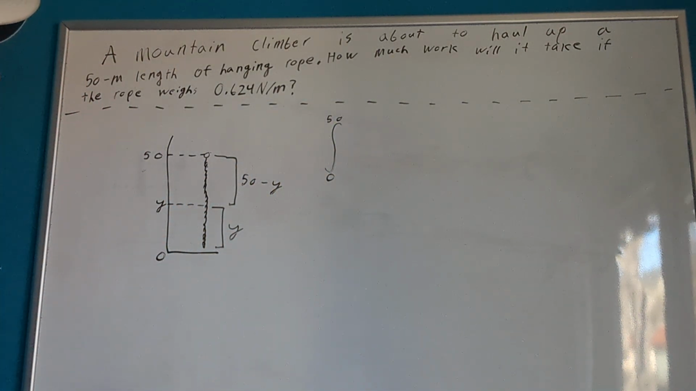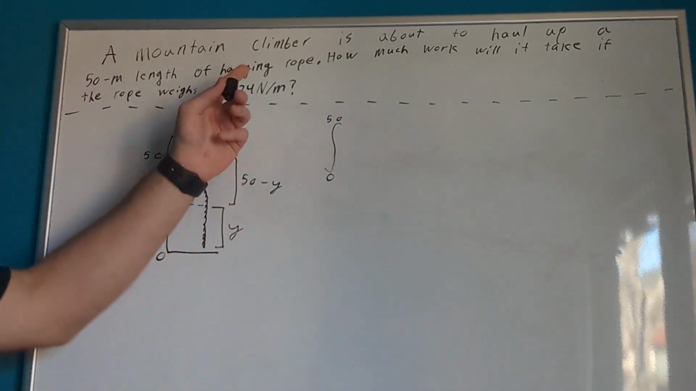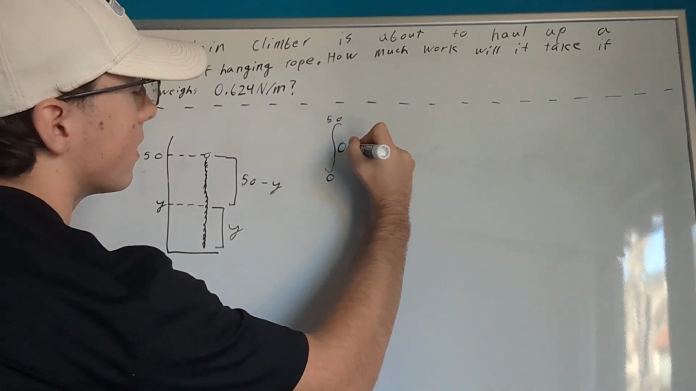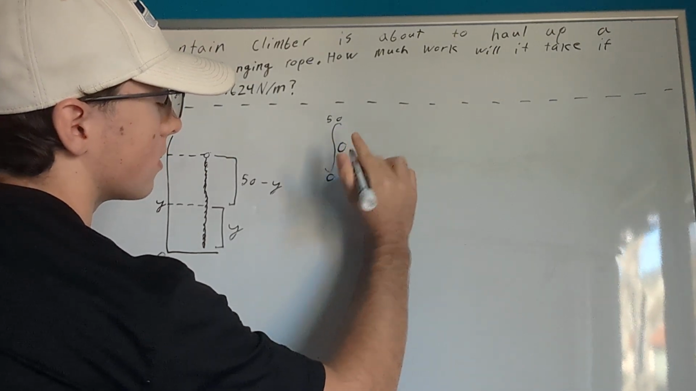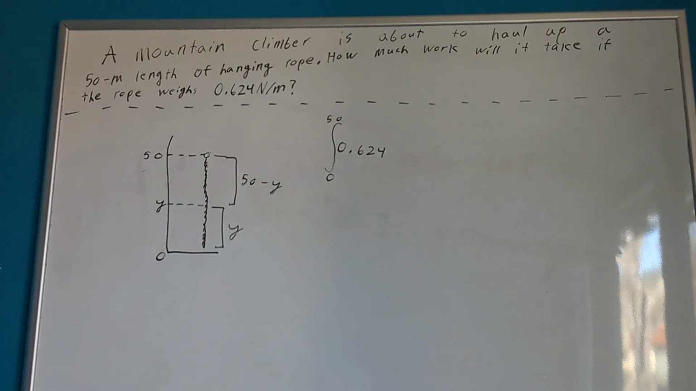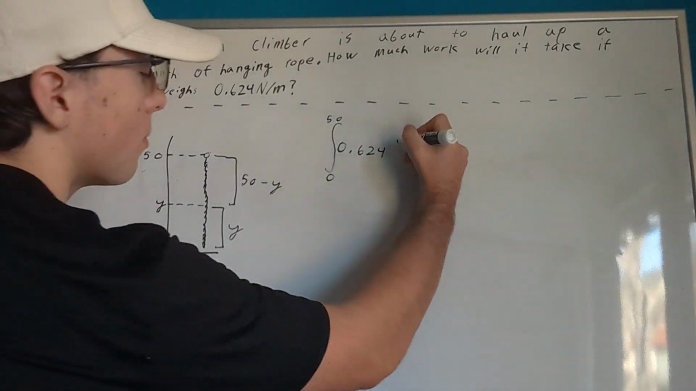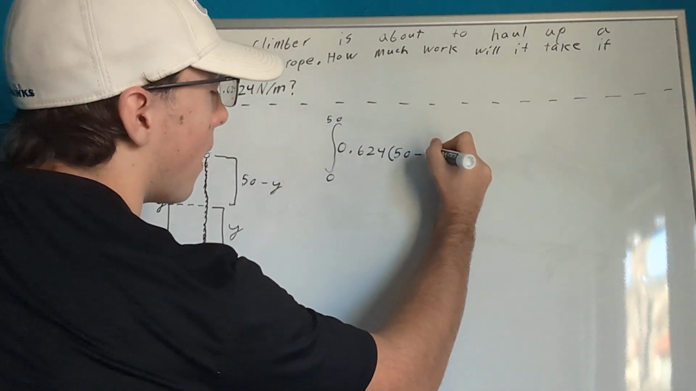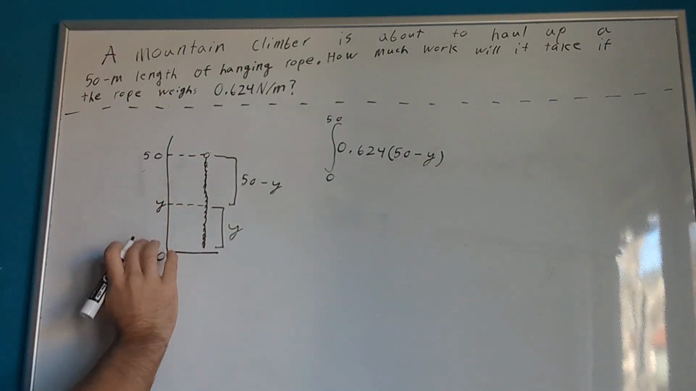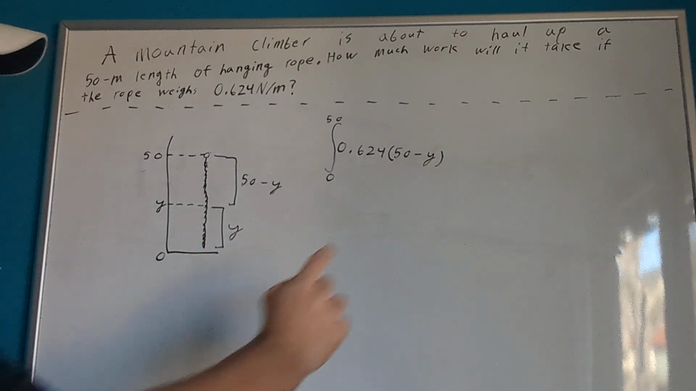Then we're going to look at this part of the rope, essentially its weight per meter. So we put that right here, 0.624. We put the weight per meter inside the integral, or we could factor it out because it is a constant, but for now we're going to keep it inside. Then we multiply it by 50 minus y, because if we go up some arbitrary y amount, we're still going to have 50 minus whatever that arbitrary y amount was.